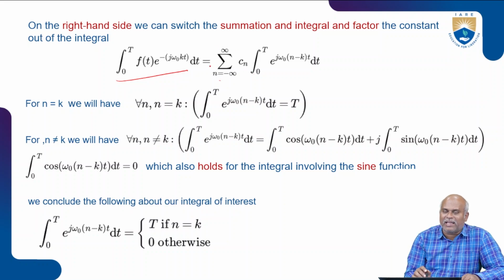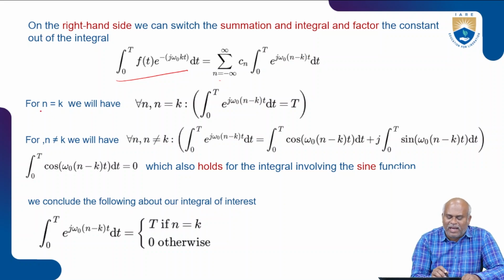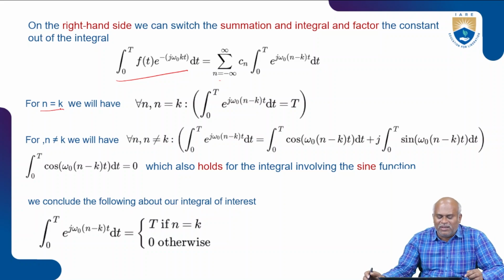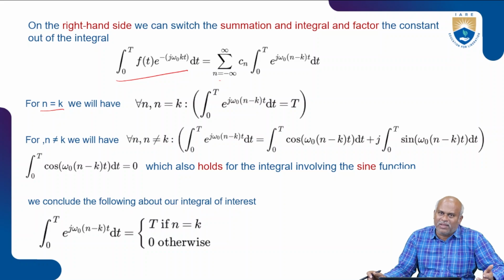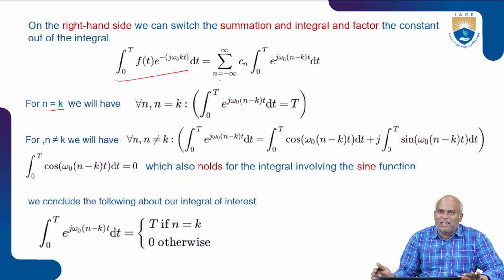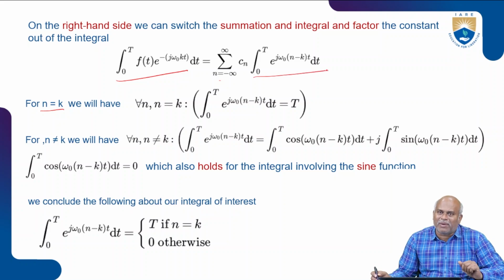So the summation we take out, n equal to minus infinity to plus infinity, c of n is a constant. The integration of 0 to T, e power j omega 0 (n minus k) t dt, I should write. Now I take n is equal to k. We will have the set of n represented as k. If the condition is n equal to k, then this entire portion is represented as one fundamental period.